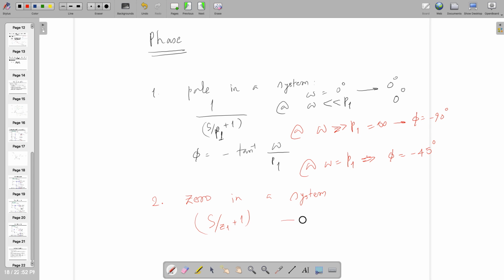this, using same theory, you know that phase equals plus tan inverse omega by z1, and phase contribution is 0 degree at omega equal to 0, plus 90 degree at omega equal to infinity, and plus 45 degree at omega equal to z1. So these are the already known facts which we have kept here in the case of phase.